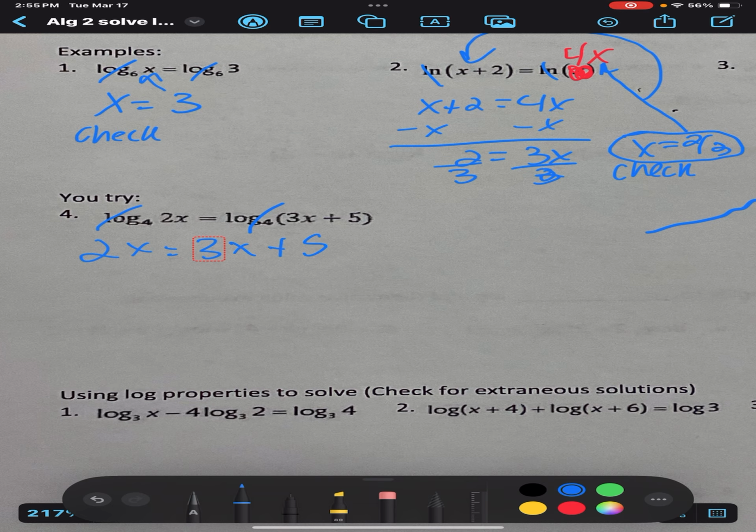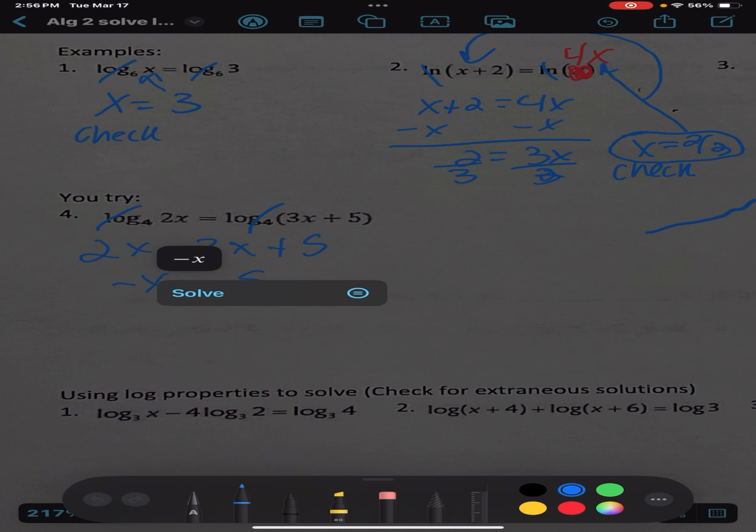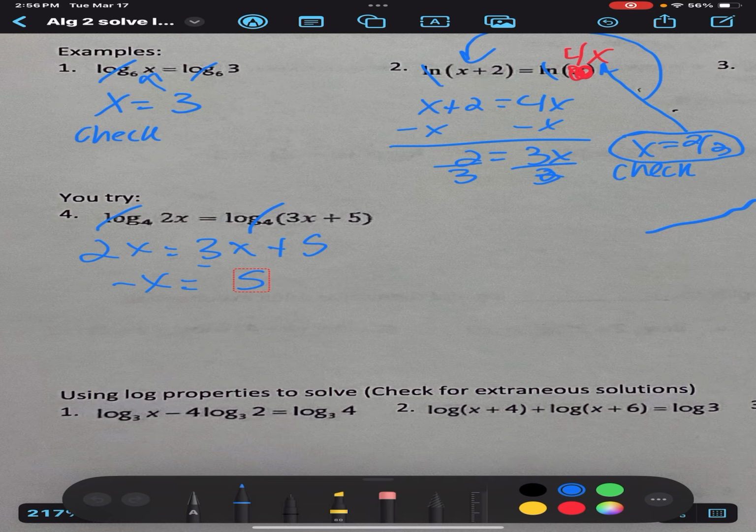3x plus 5. Solve it. I'm going to get negative x equals 5 because I subtracted the 3x over. Stop doing that. And that's it. Oh, wait, no, it's not it. Negative 1 divided by negative 1, and I get x equals negative 5.